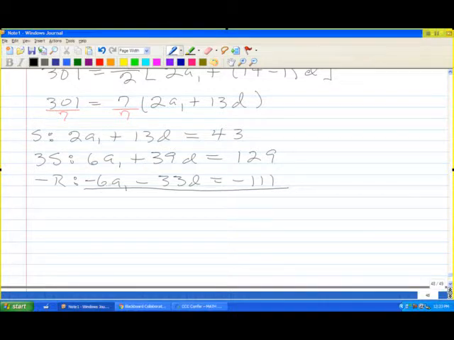The 6A1s cancel. 39 minus 33 is 6. 129 minus 111 is 18. Divide both sides of my equation by 6. And so D is equal to 3.